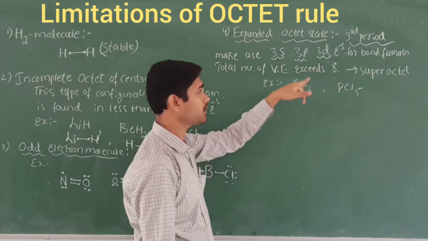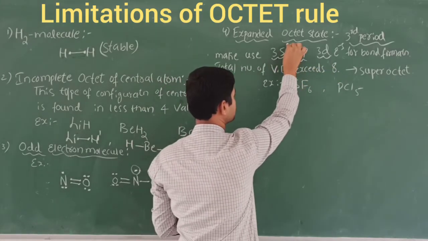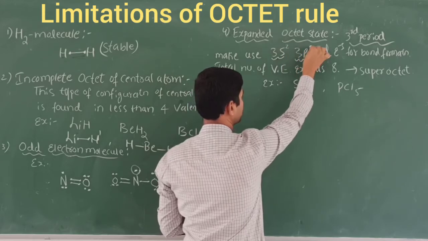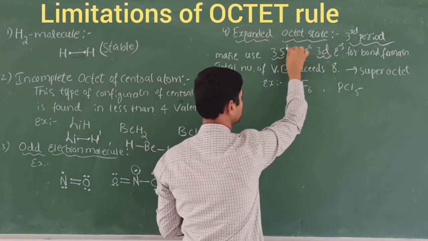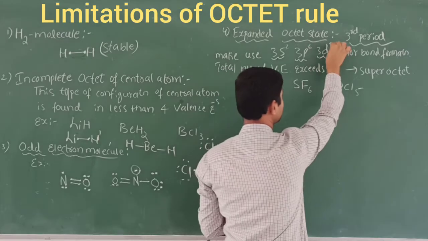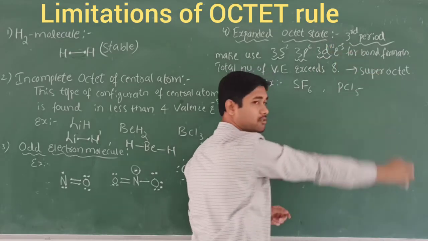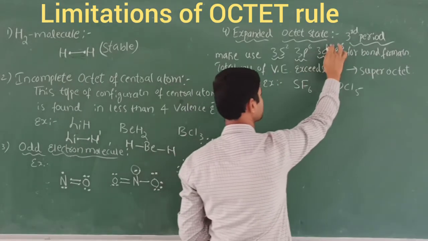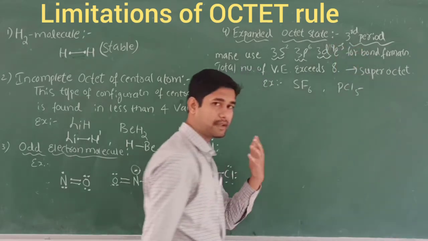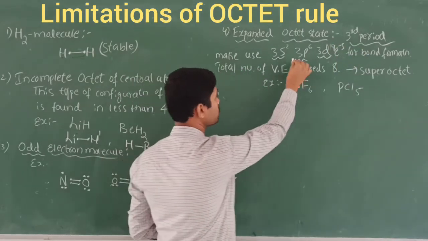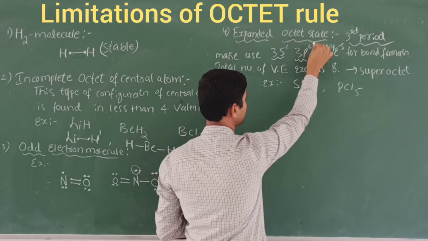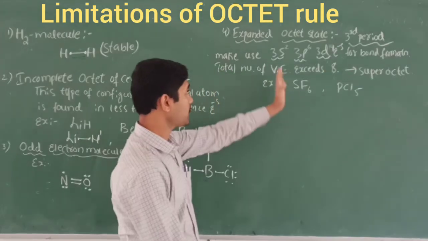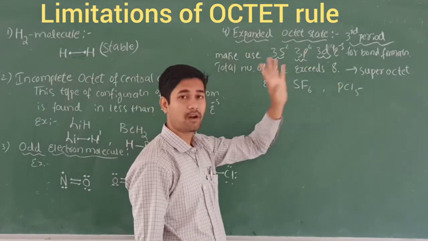So what happens when you count the electrons? An s orbital can have a maximum of 2 electrons, a p orbital can have a maximum of 6 electrons. So 2 plus 6, 8. And what about d? The d orbital can contain a maximum of 10 electrons, or you can take 9. If we take 9 also, what happens? It is going to exceed, right? 2 plus 6, 8, 8 plus 9, 17, like this. So they are going to exceed the octet, right?